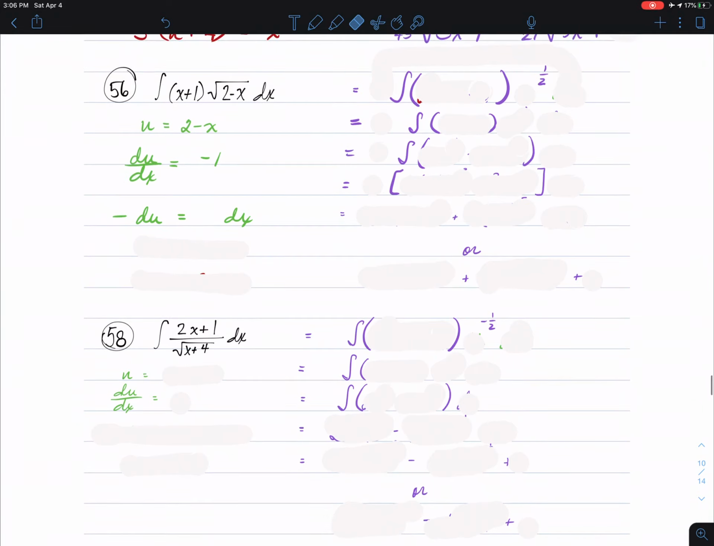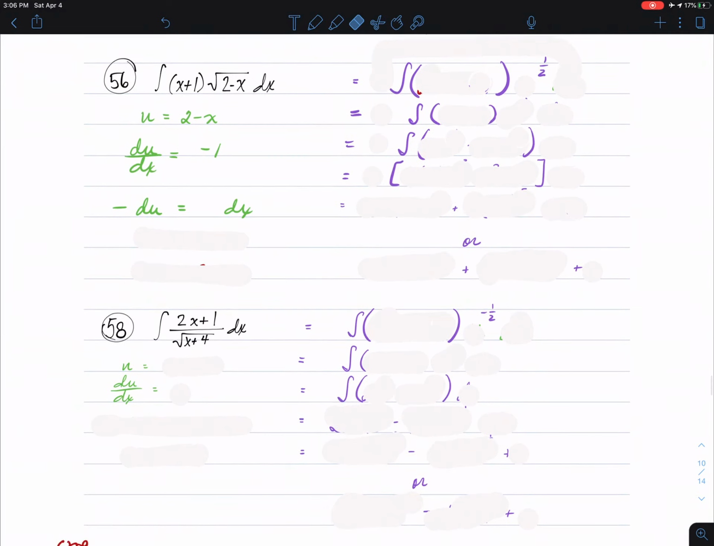Okay, so now let's start our substitution. So I have something to substitute for the 2 minus x. That's going to be a square root of u. And you'll see that right here. There's my u to the 1/2. And I also have something to plug in for dx. Dx is going to get replaced with a negative du.